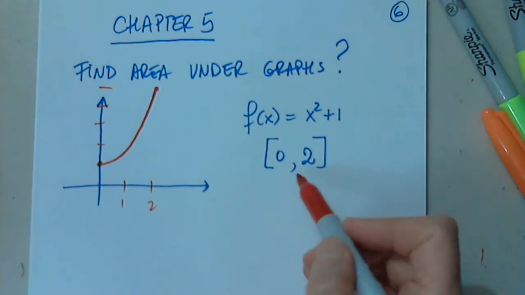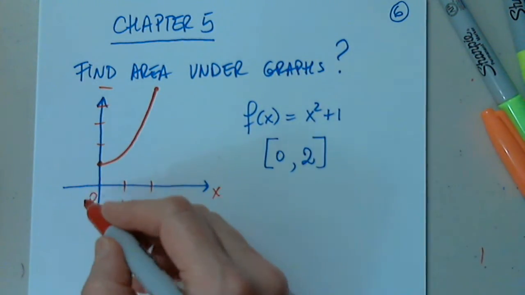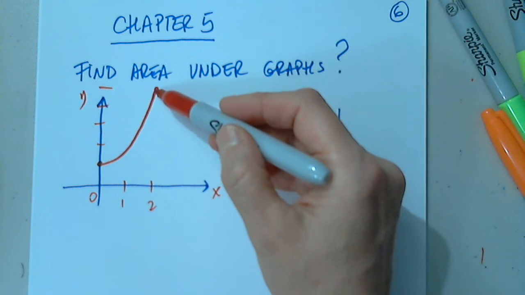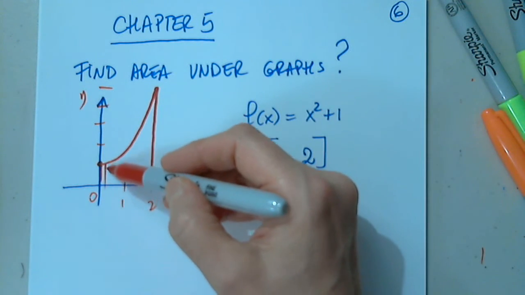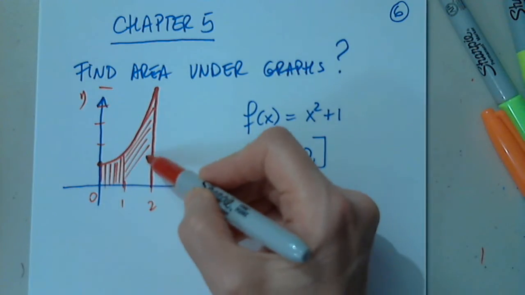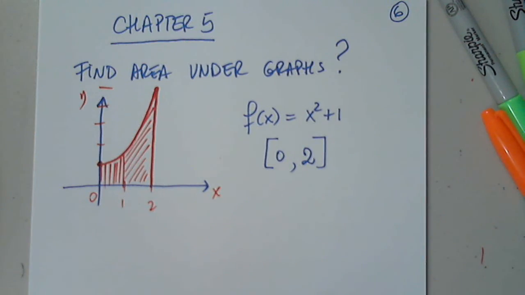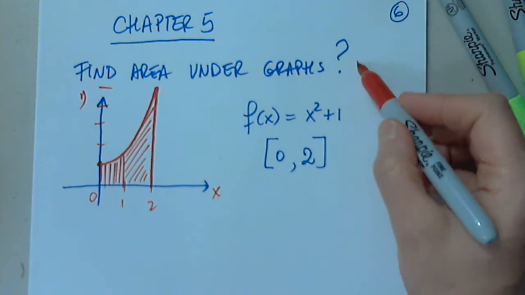This is the graph only between 0 and 2. I don't care to look at anything else. I'm not interested in anything else. So I want to determine this area. I want to answer the question right now. First of all, why?